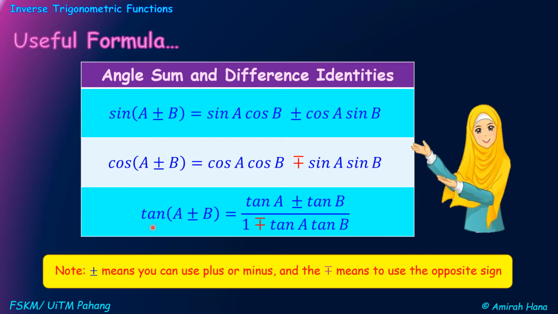The third formula, tangent A plus minus B equals tangent A plus minus tangent B over 1 minus plus tangent A tangent B. If we use tangent A plus B, the right side is tangent A plus tangent B over 1 minus tangent A tangent B. If we have tangent A minus B, we write tangent A minus tangent B. The sign for the numerator follows the sign in the bracket, and the denominator has the opposite sign. So if we use A minus B, the denominator is 1 plus tangent A tangent B.